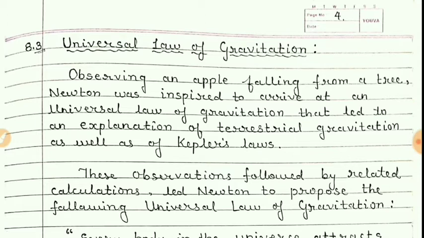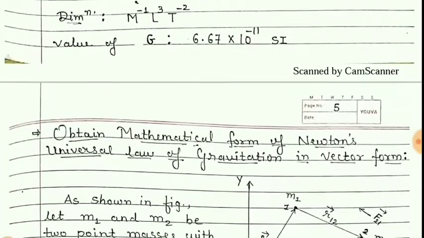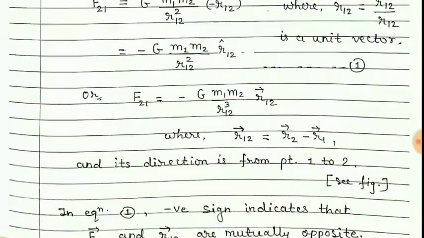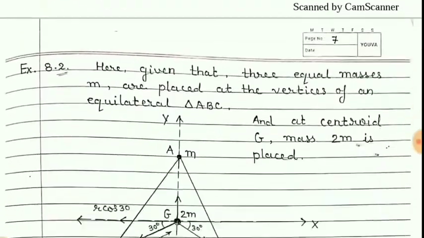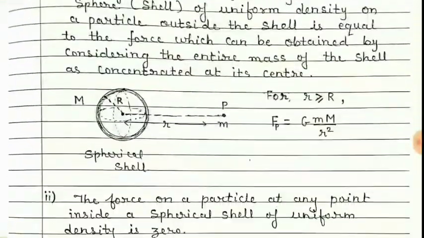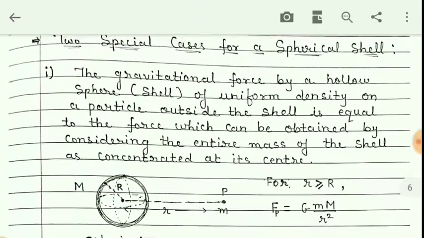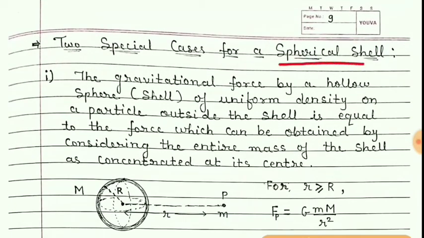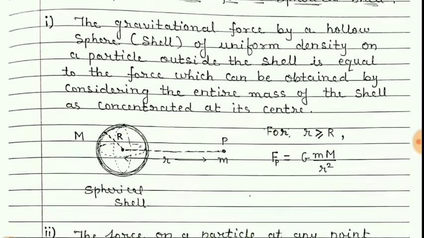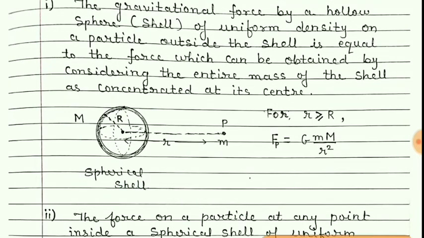Hello students, in our last lecture we have studied about the universal law of gravitation and we have obtained its vector form also. Then we have studied a special case of a spherical shell. Remember students, for a spherical shell, if any mass is kept outside the shell, then the force acting on this particle due to this sphere is given by the universal law of gravitation.